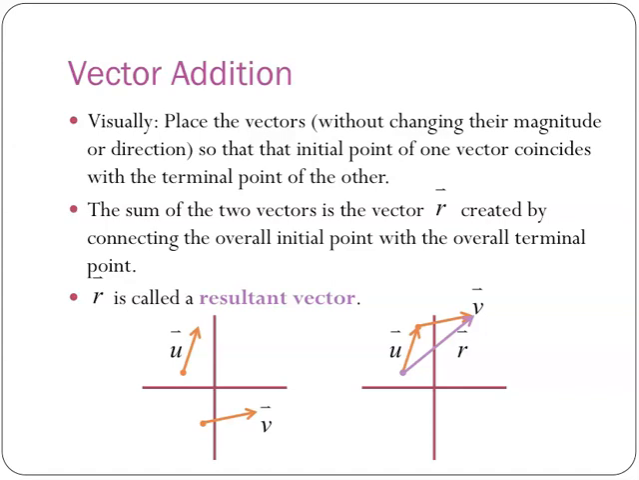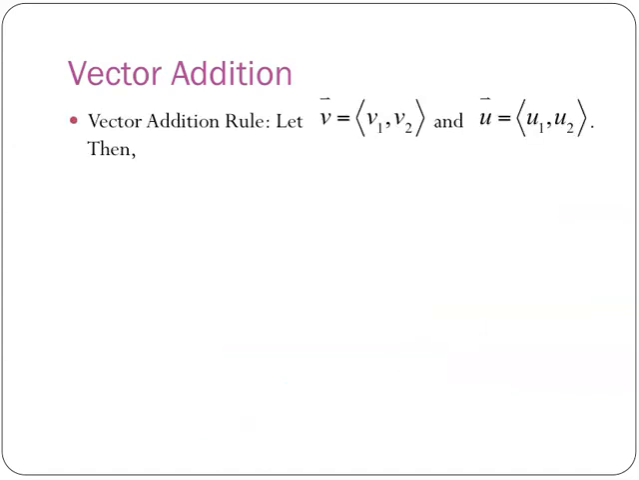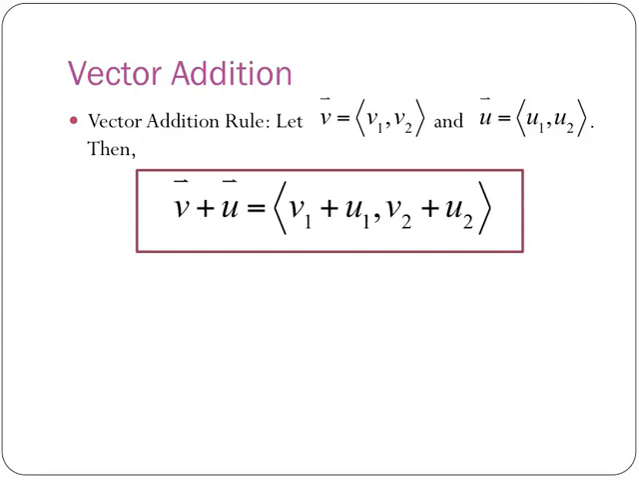Now, what does this look like algebraically? Using two components of a vector with two components of another vector, how do you actually add them together? How do you actually get the components of that resultant vector? So here's the vector addition rule. Say you had vector v with components v1, v2, and vector u with components u1, u2. Then, in order to add vector v and vector u, you would add the components v1 plus u1 to get your first component, and then v2 and u2 to get your second.